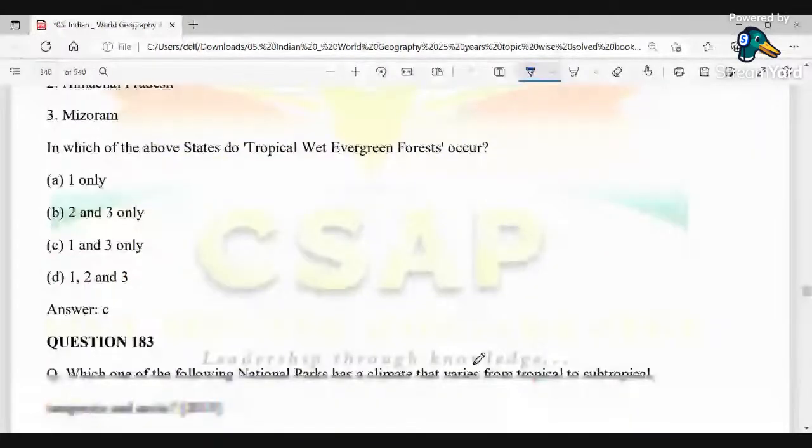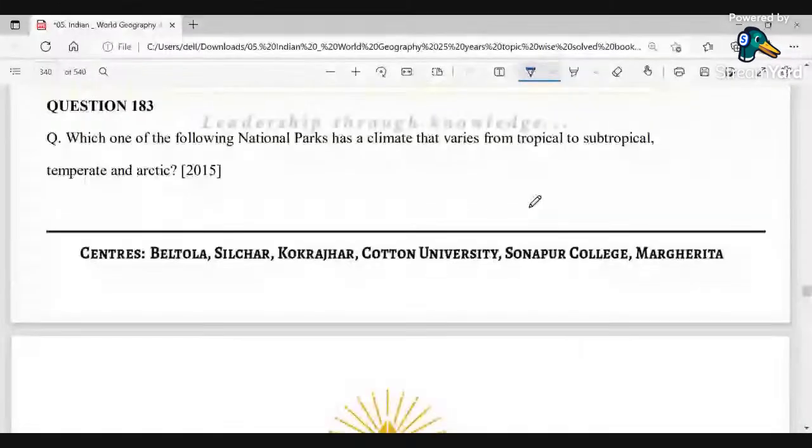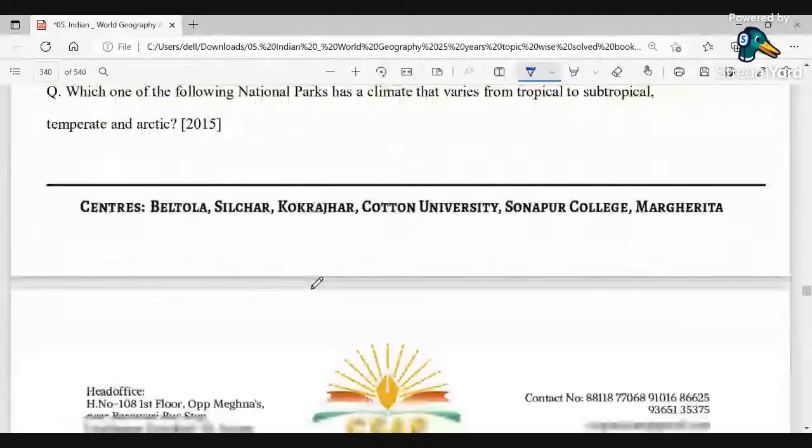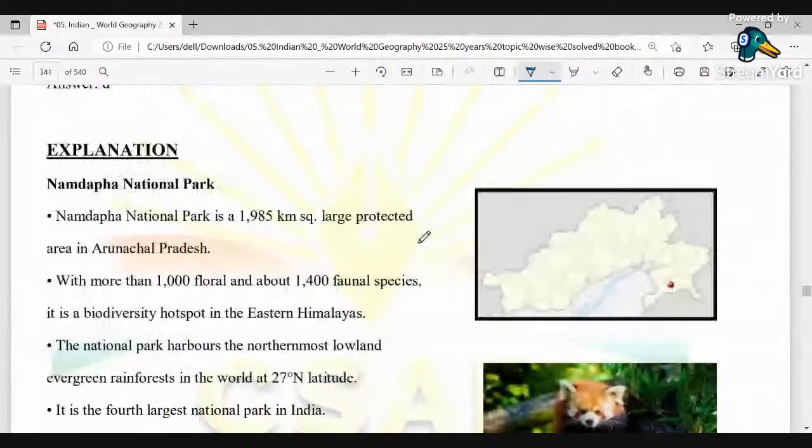Next, which one of the following national parks has a climate that varies from tropical to subtropical, temperate and arctic? Obviously here it is Namdafa National Park. Okay, so you can see that it is located basically in Arunachal Pradesh, in the eastern margins of Arunachal Pradesh.